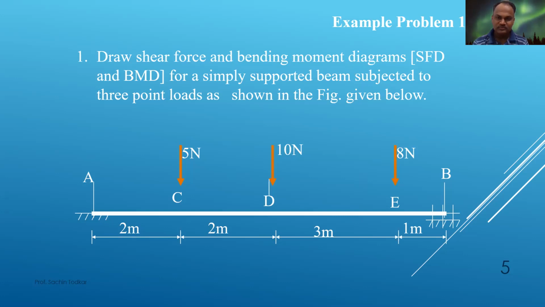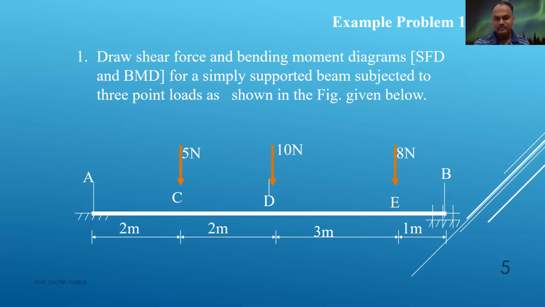So we'll solve one basic, simple numerical, in which all point loads are there, and this is a simply supported beam with 5 Newton, 10 Newton, and 8 Newton forces at 2 meter, 4 meter, and 7 meters distance. So we'll solve this. It's very simple. First thing is we have to calculate the reactions at point A and point B. And for that, what do we need? We need the equilibrium equations.